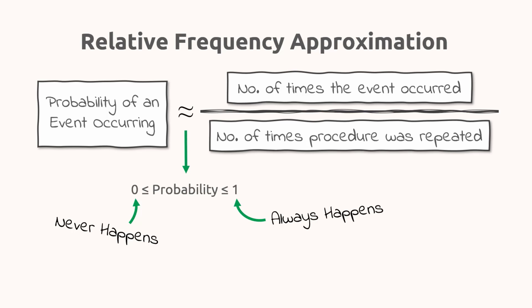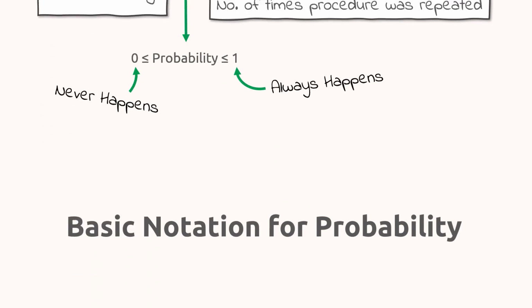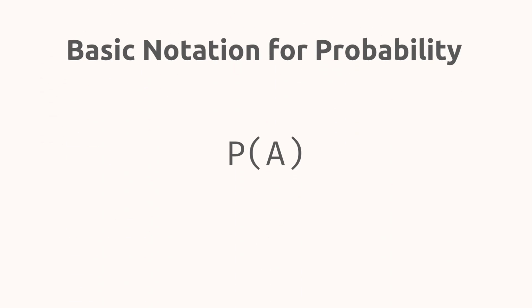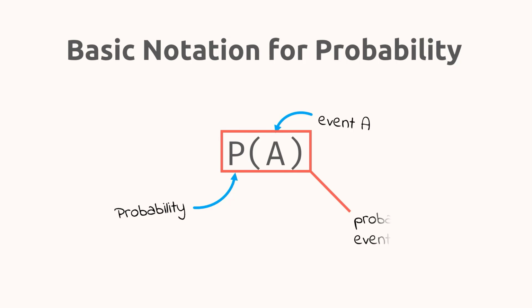Before we move on to talk about finding probability, we'll introduce some symbolic notations, which will make it easier for us to talk about probability. The capital letter P stands for probability. The letter A inside the parentheses is the name of a specific event. This expression P of A is the probability of the event A occurring.